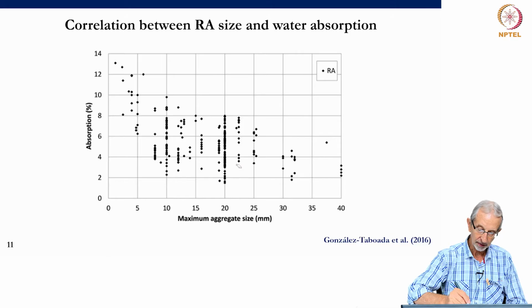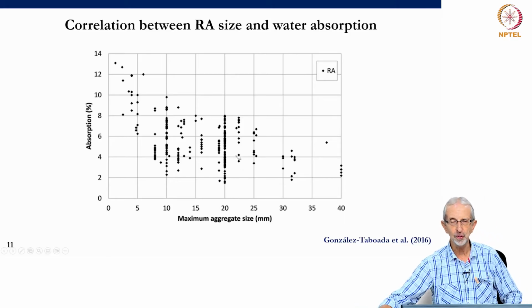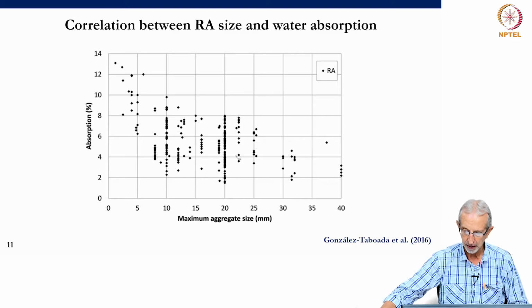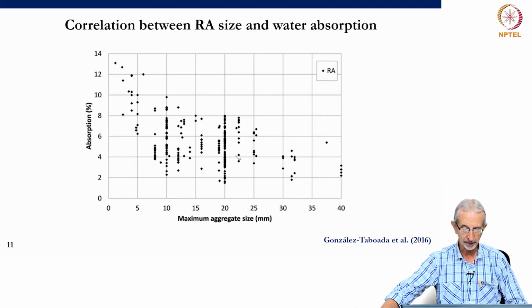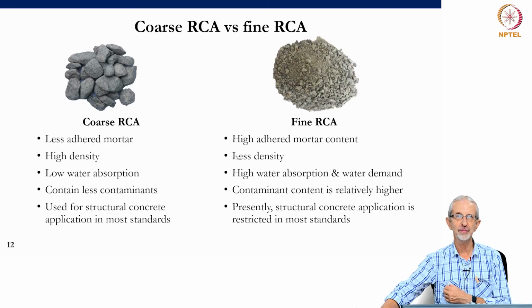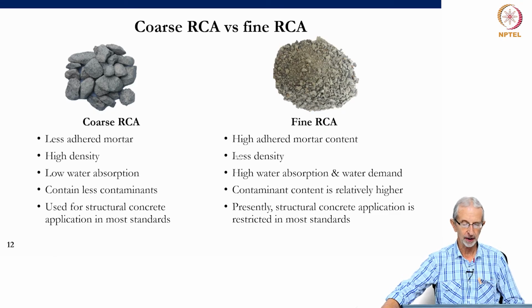Because of this finer material, it's got more adhered mortar in it, it's more porous, it's more absorptive, and it has this preferential material characterization. So just to summarize what we've said so far, the difference between coarse and fine RCA.